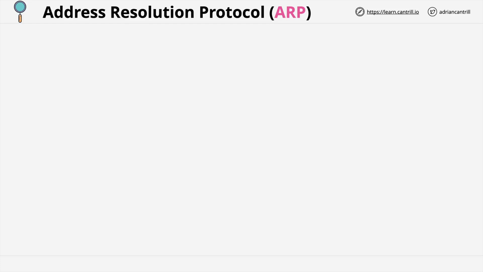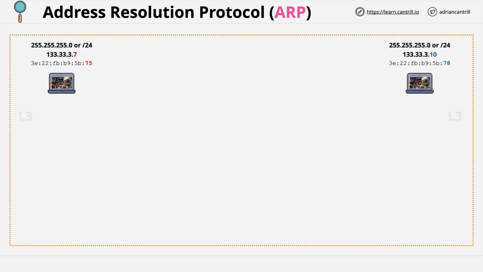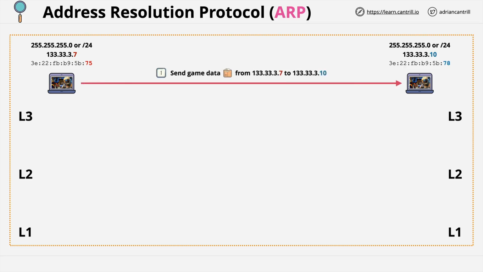So let's step through how it works. For this example, I'm going to keep things simple. We've got a local network with 2 laptops, one on the left and one on the right. And this is a layer 3 network, which means it has a functional layer 2 and layer 1. What we want is the left laptop, which is running a game, and it wants to send packets containing game data to the laptop on the right. This laptop has an IP address of 133.33.3.10.